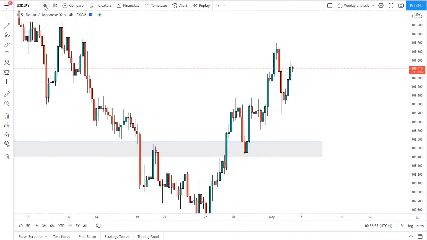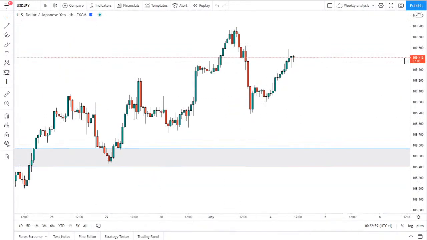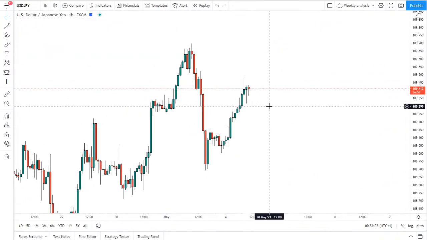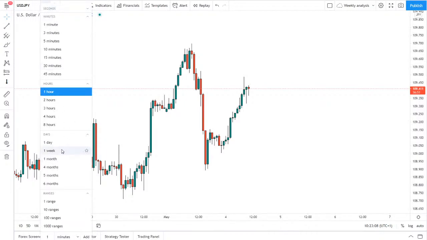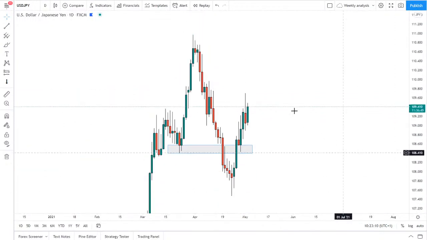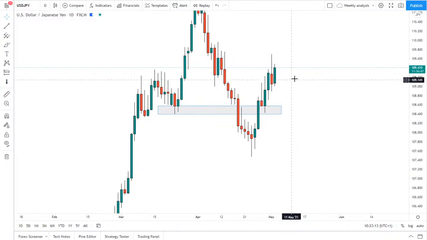You can see the price action on the H4 is still bullish. Hourly running out a bit of steam, so might see a bit of a retrace. But I do see price continuing to the upside there for USD JPY. Again, probably helped with that DXY strength that we're seeing in the markets. Daily still looking bullish there.